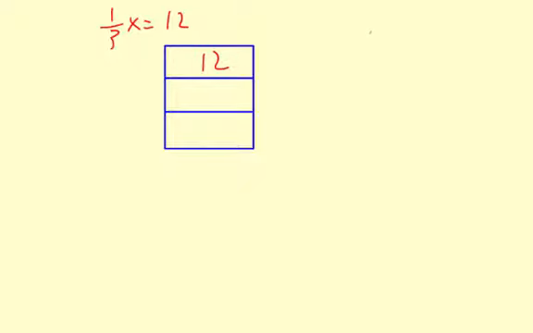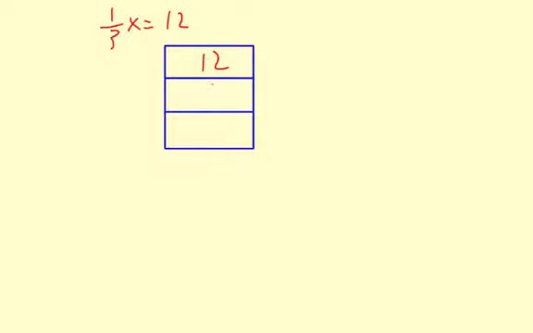So the big picture for this lesson is solving equations using multiplicative inverses. So here's an equation and a model that goes with it. 1/3 times x equals 12. This entire blue rectangle represents x. And you can see it's broken up into thirds to represent 1/3 of x being 12.